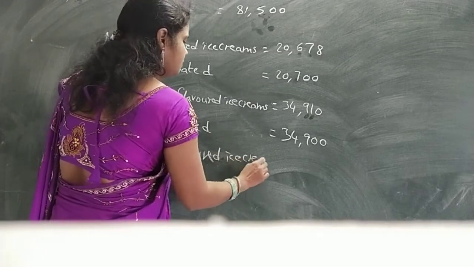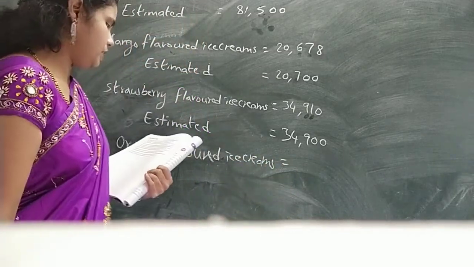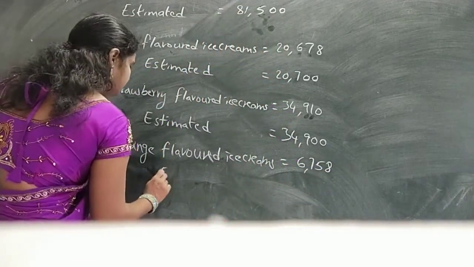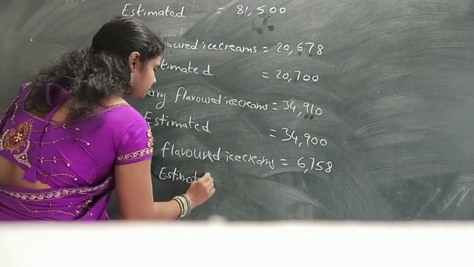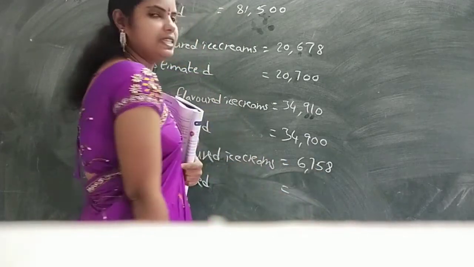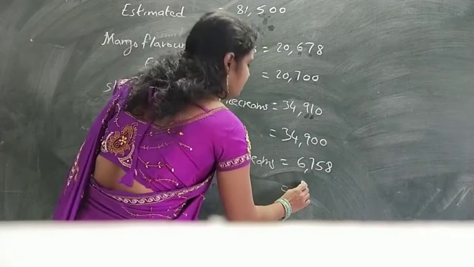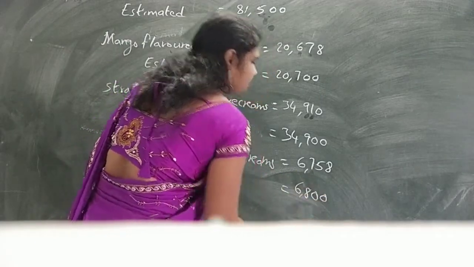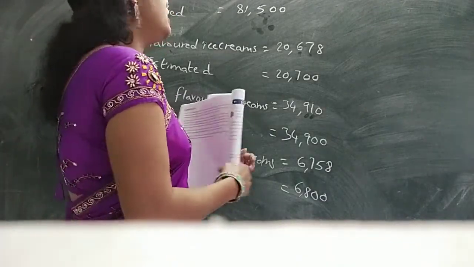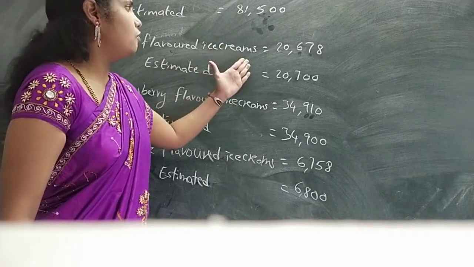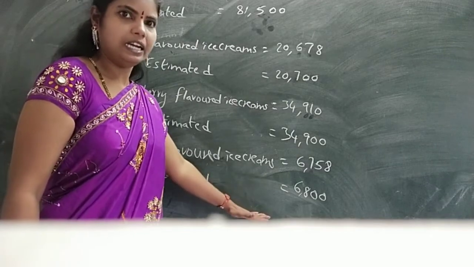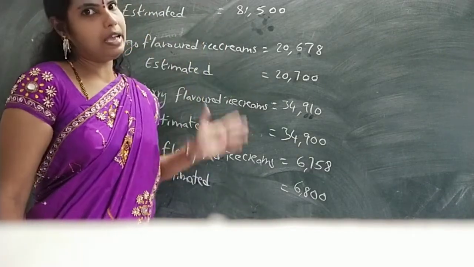Orange flavored ice creams. How many? 6,758 estimated. So the hundreds place is 7. The right side number is 5. It is equal to 5, so you have to add 1 here. 6,800. Okay. Now you have to find the remaining grape flavored. So first add mango flavored, strawberry flavored, and orange flavored ice creams to get the total. Then subtract it from total ice creams. Okay.